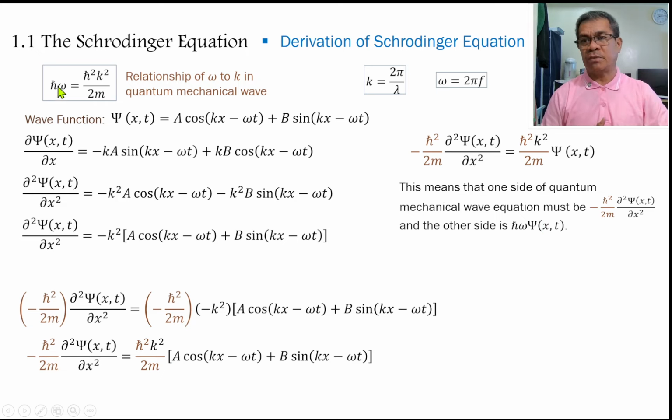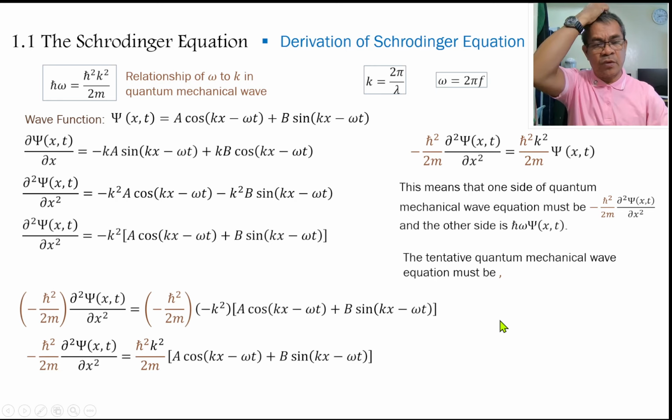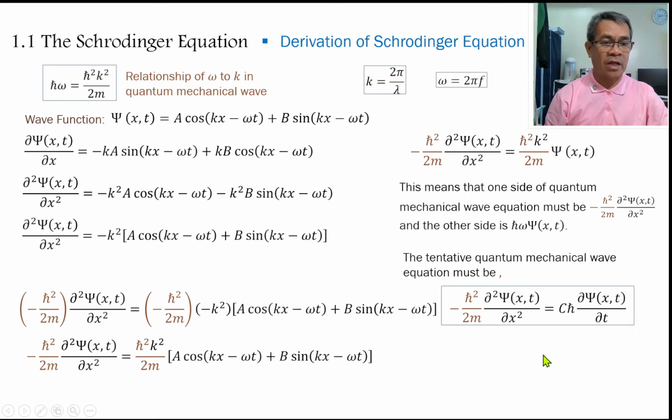Okay? In order to produce h bar omega. So, what is that expression that can provide this one? Okay? So the tentative quantum mechanical equation should look like this. So this is now our one side, and the other side should be the derivative of the wave function with respect to time. Why is it that we have this one? Why is it that we don't have angular frequency? Remember, we need angular frequency here. Why is it that we have the derivative rather than this one?